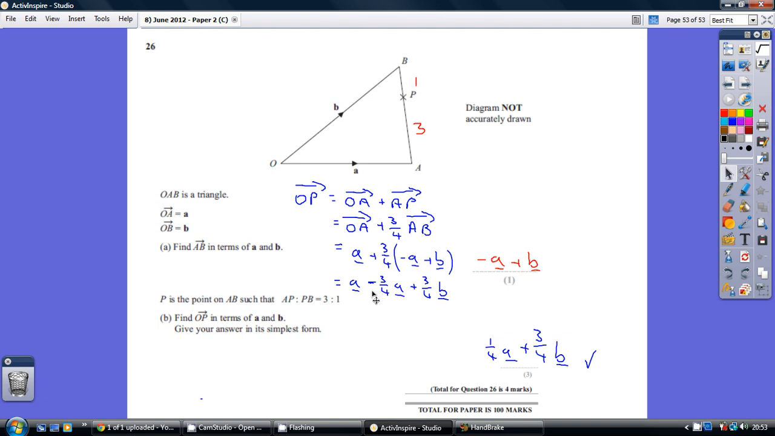And then we gather our terms. Just again, normal algebra. So a whole a, take away 3/4 of an a is a quarter of an a. And then of course we've got our 3/4 of b. So our final answer, OP, is a quarter a plus 3/4 b.